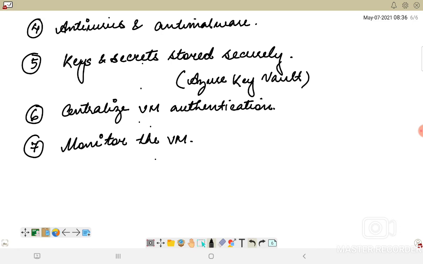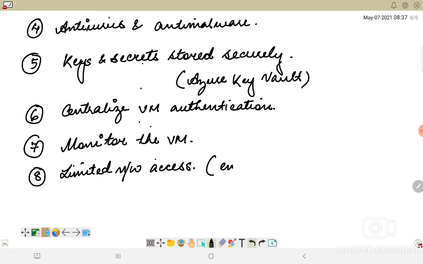The next one is limited network access. We might be wondering why everything is happening online, then why we have to limit the network access. Network security groups allow us to restrict the network access and control the number of exposed endpoints, because if we have more exposed endpoints, it is more prone to attack.